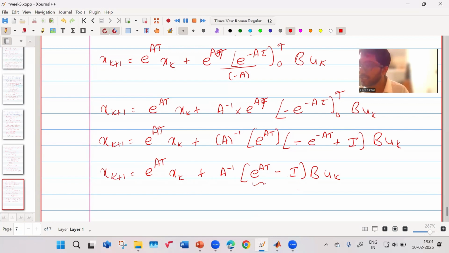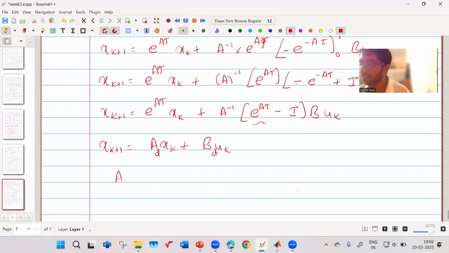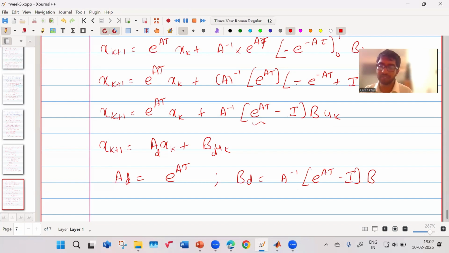Okay, so when we compare this to our x(k+1) equal to A into x(k) plus B into u(k), a discretized, b discretized. So our discretized A matrix is actually e to the power A T, and our discretized B matrix is A inverse, e to the power A T minus I, into B. Okay, so these are the discretized matrices. All right.